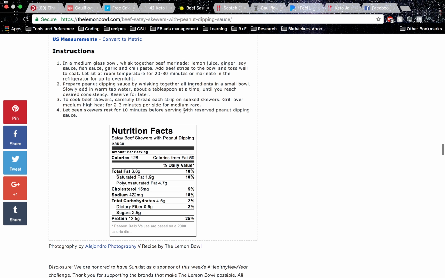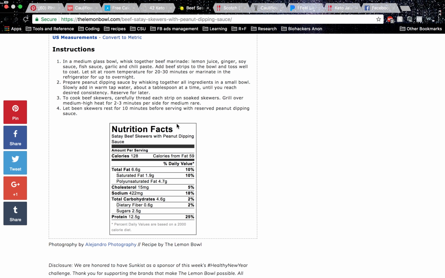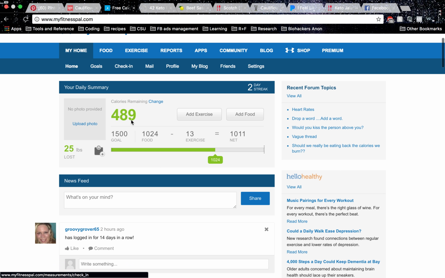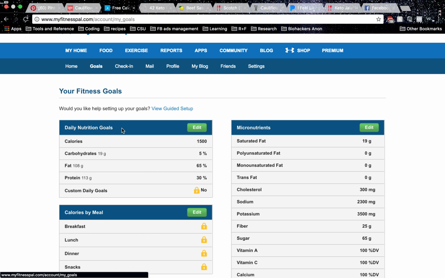So what's nice about all these recipes nowadays is that they usually have the nutrition facts on the bottom. So that's a really great place to start when you're looking at macros for your meals. So got to know your macros before you start this. My macro goals are I'm trying to eat 1,500 calories, and I'm doing 30% protein, so that's 113 grams of protein, 108 grams of fat, and 19 grams of carbohydrates.